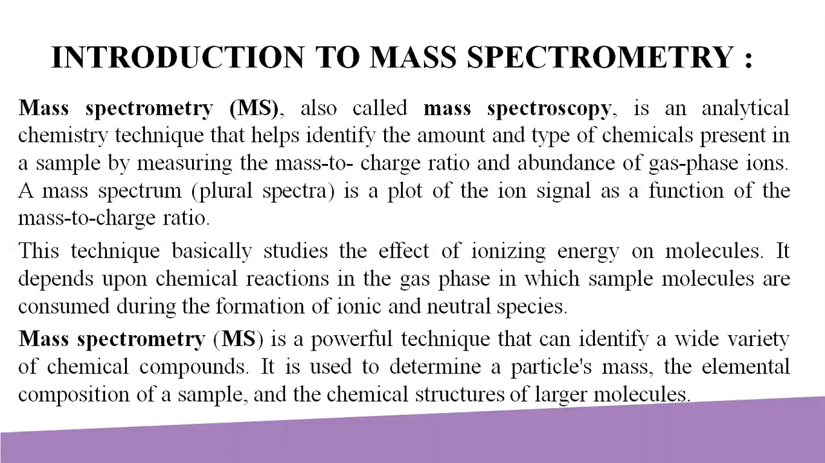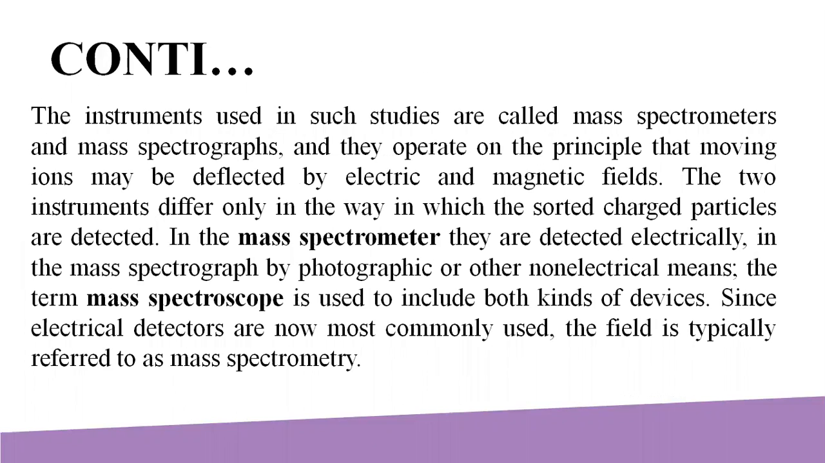Mass spectrometry is the field that deals with separation and analysis of substances according to the masses of the atoms and molecules of which the substance is composed. It can often be used to calculate the exact molecular weight of the sample components as well. The instruments used in such studies are called mass spectrometers and mass spectrographs, and they operate on the principle that moving ions may be deflected by electric and magnetic fields.